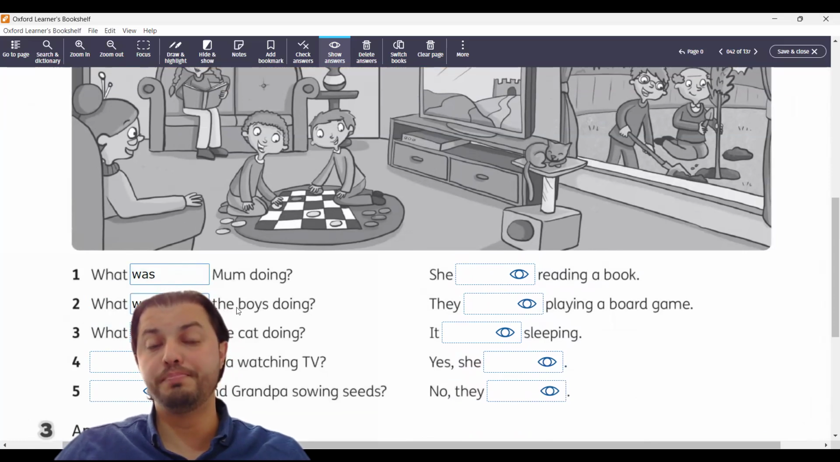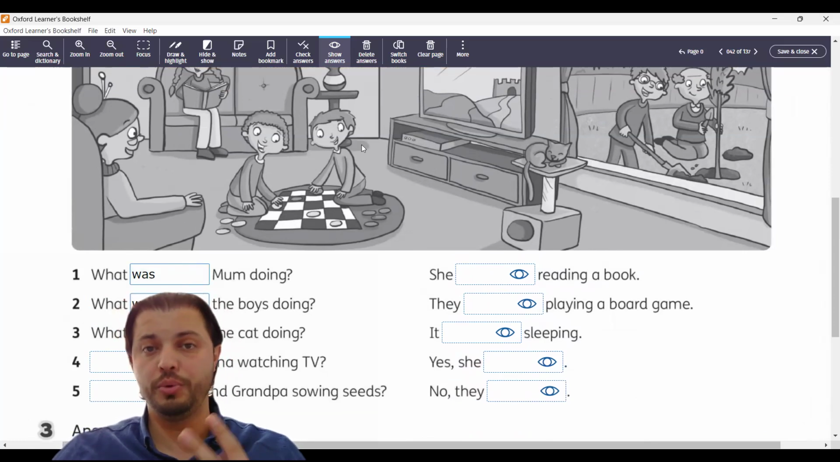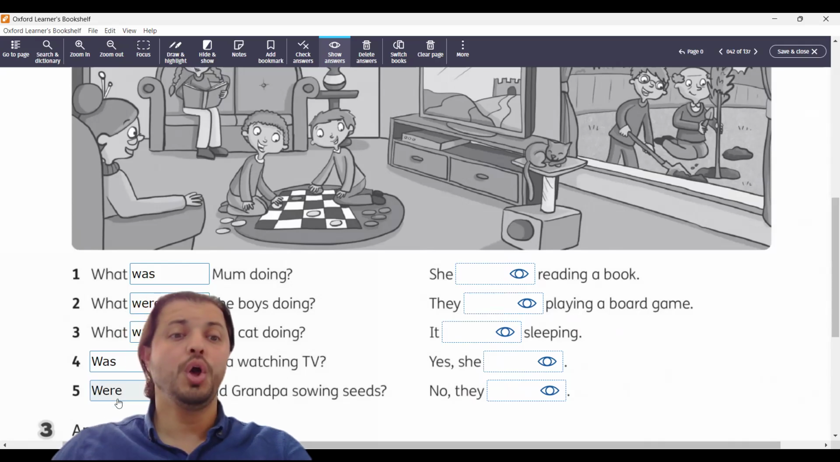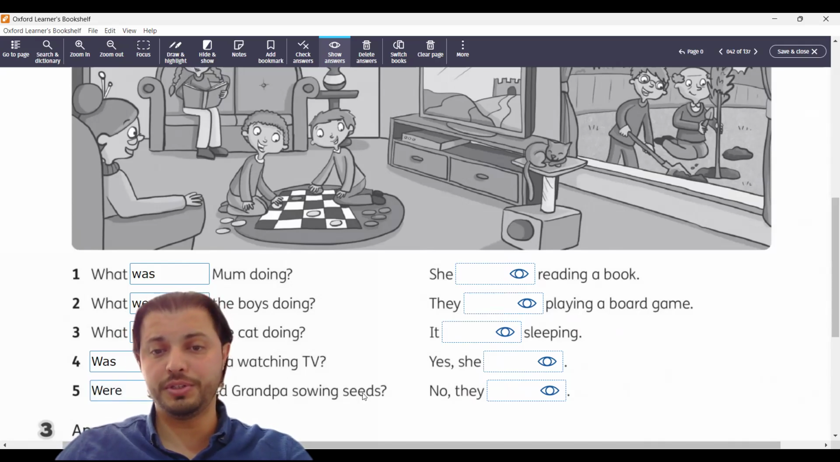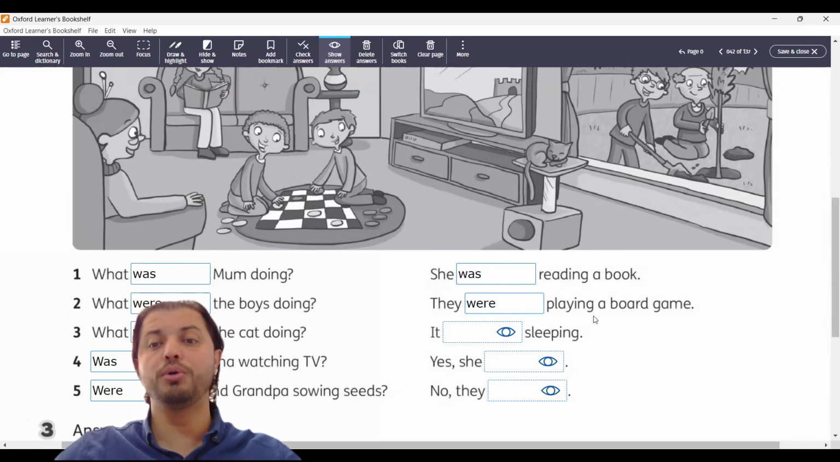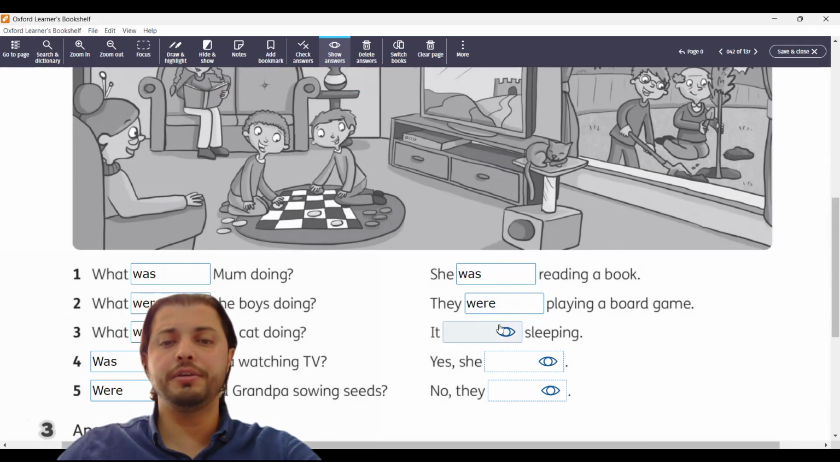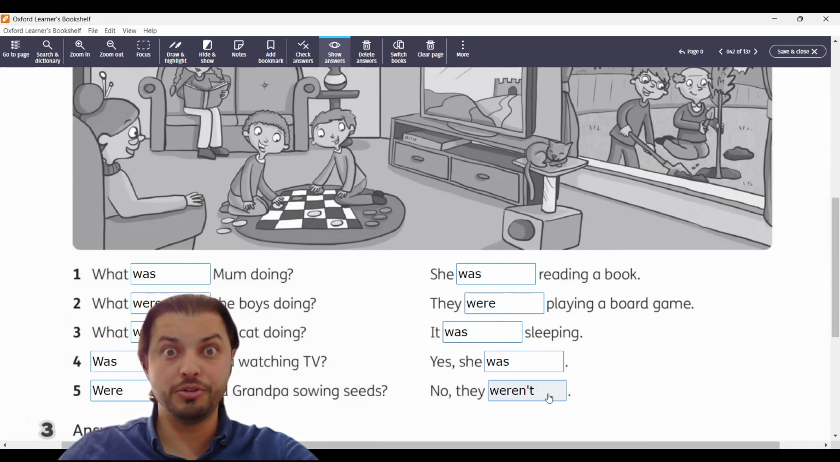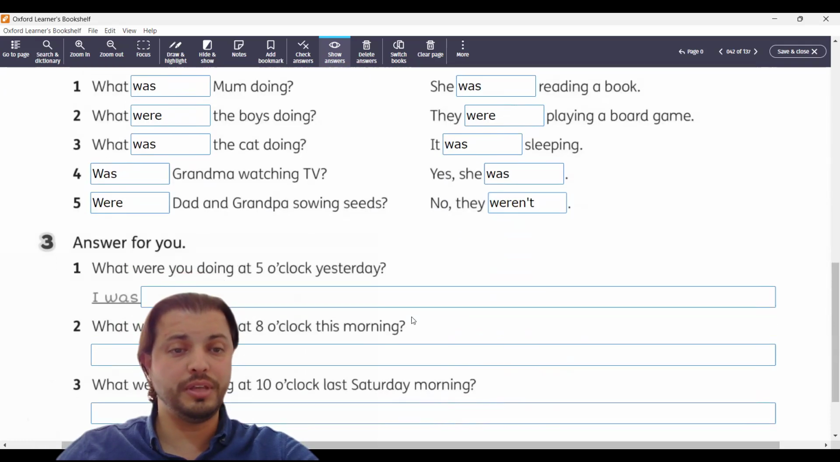What were the boys doing? So we have two. What was the cat doing? Was grandma watching TV? Were dad and grandpa sewing seats? She was reading a book. They were playing a board game. And here it was sleeping. Yes, she was. No, they weren't. You got it? Yeah, it's simple. It's simple, easy, guys. You have to check that altogether.